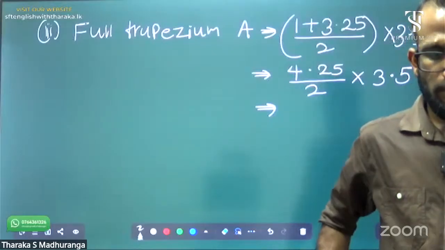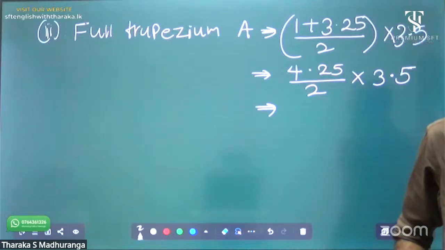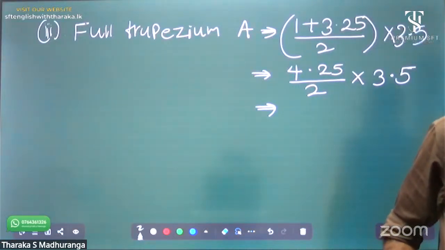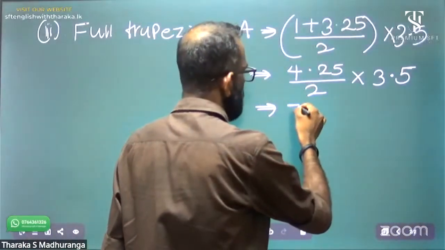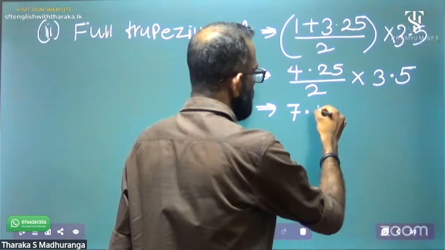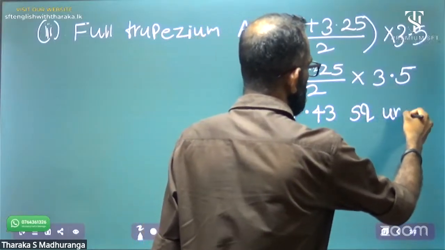Vihanga? 7.43 is the answer. Yes. 7.43 square unit. Square units.